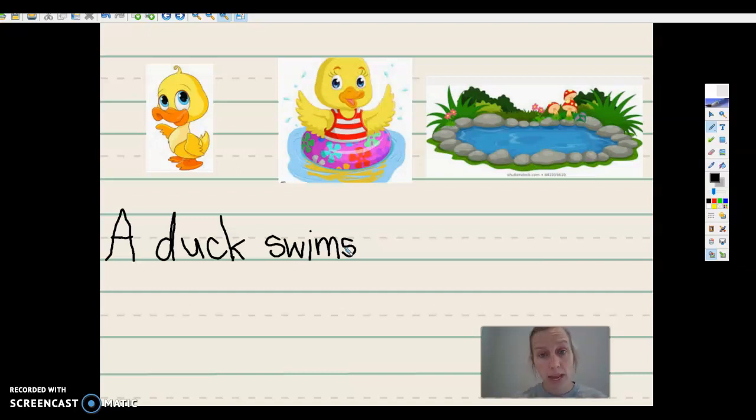A duck swims in, finger space between, in the, finger space between your words. A duck swims in the, now we're going to break apart the sound segment, pond. P-A-N-D. P-A-N-D. Let's build it. 4 sounds. P. On the line, going underground.